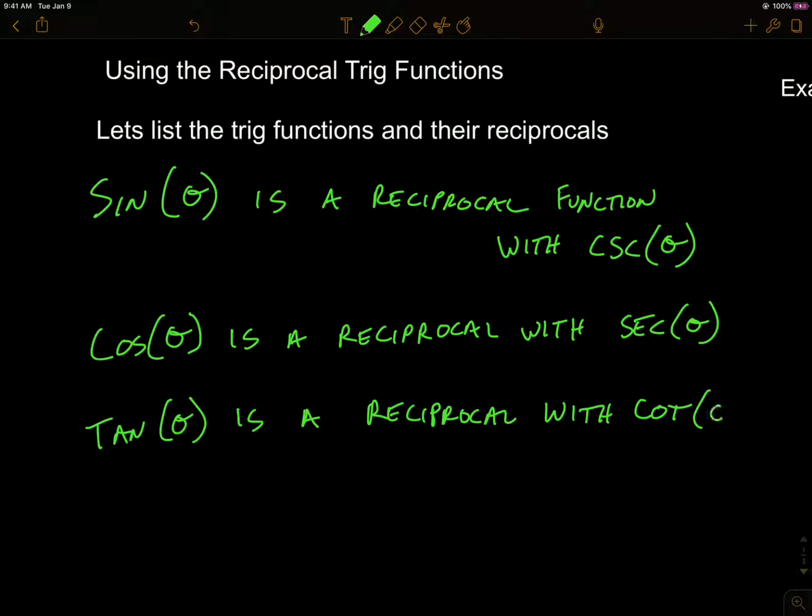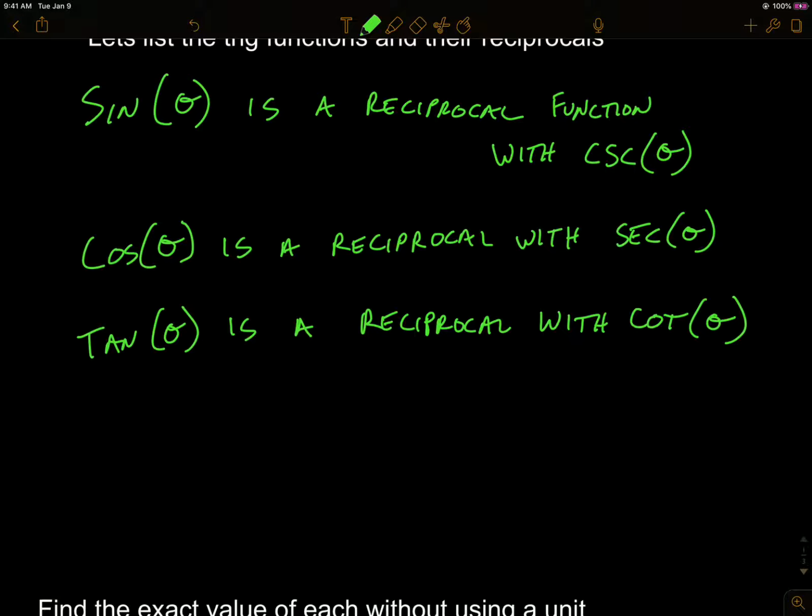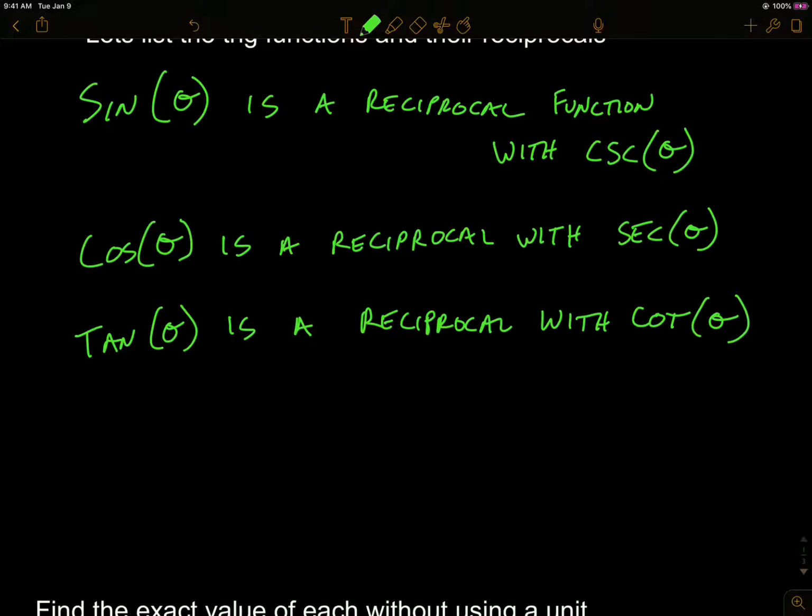Tangent of theta is a reciprocal with cotangent of theta. Now, I'm not going to sit here and list what that means. There's so many possibilities of how you can write it. Just understand what reciprocal means. It means that you flip a fraction. So if sine and cosecant are reciprocals, one thing it means is that the sine of theta is going to be equal to 1 over cosecant of theta. Since they're reciprocal with each other, I can make an equality statement that says the sine is equal to the reciprocal of cosecant.